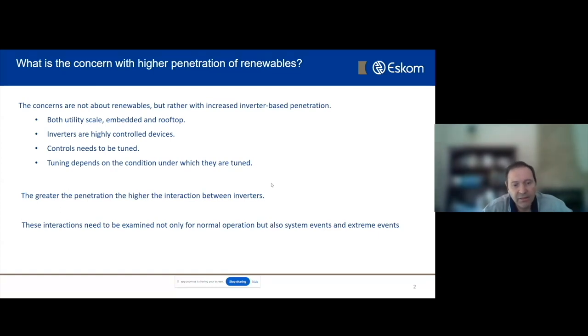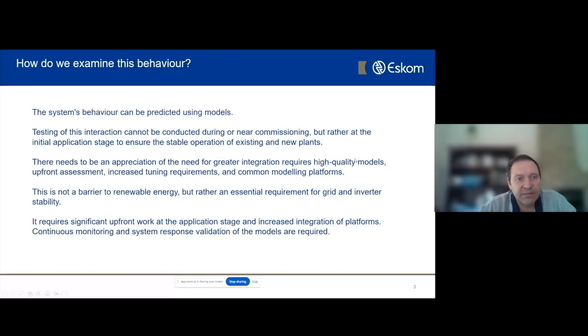So the interaction needs to be examined. And the interaction that we often speak about is under normal conditions when all is going well. But the system needs to be able to be resilient under multiple events, and also these days extreme events. And under these conditions, we need to make sure that the grid will remain stable. So one of the areas is that we really need to examine this behavior of the inverters. And the system behavior is really predicted through models.